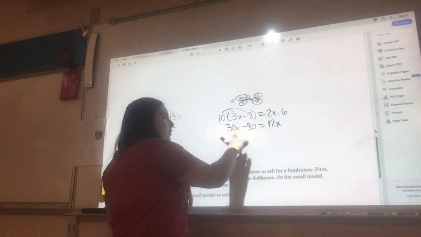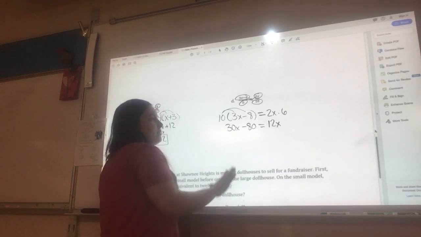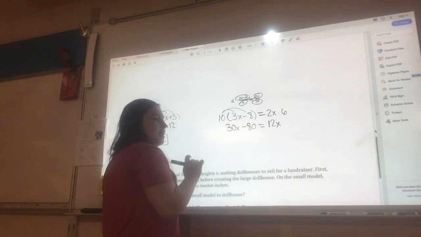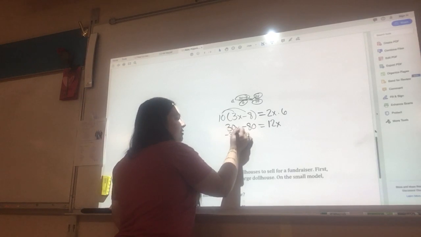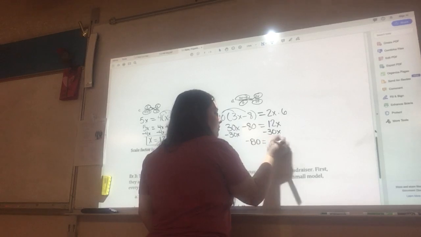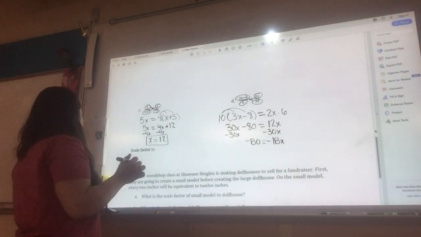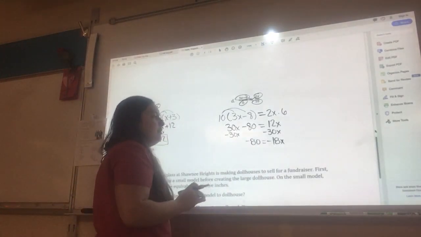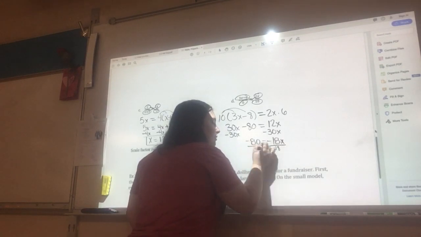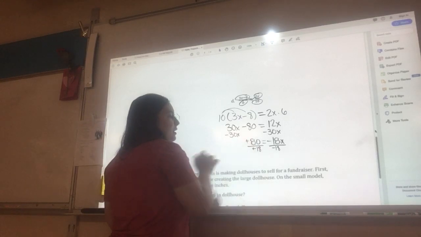Now that we've gotten that, I want x's on one side and numbers on the other. There are two ways to do this. Since I have a number and an x, I'm actually going to move my x's over here. So I'm going to subtract 30x, and I'm going to get negative 80 equal to negative 18x. Okay. Now that I've done that, I want my x by itself. So I'm going to divide by negative 18 on both sides. So negatives will cancel, so this becomes a plus.